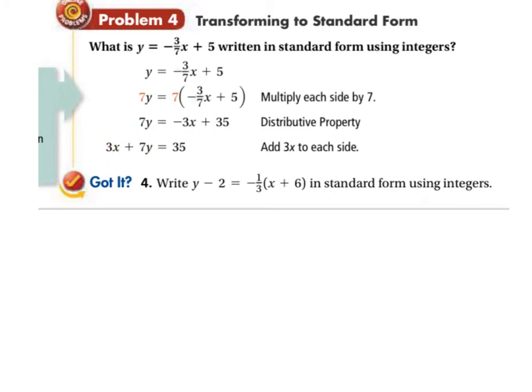ax plus by equals c. And again, a is 3, b is 7, and c is 35. And later on it's going to be important to know what a, b, and c are, but I'll leave that one up to later. And again, no common factors. Now, yes, 7 does go into 35, but 3 and 7 do not all share a common factor. Next slide, we're going to translate this one, which is in point-slope form, into standard form.